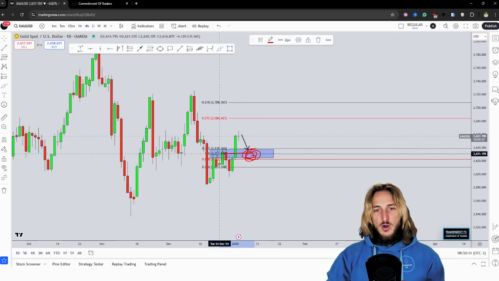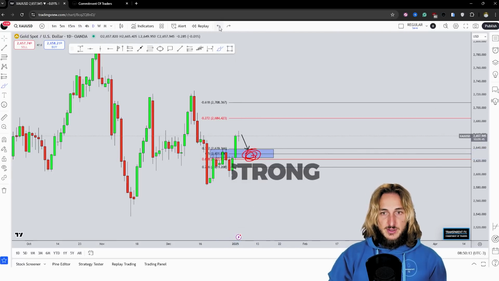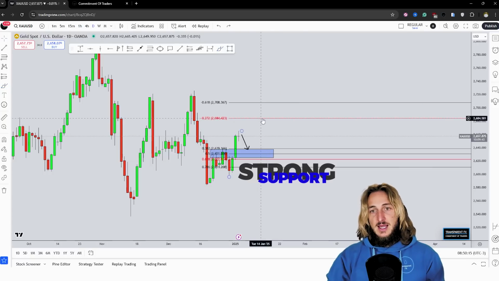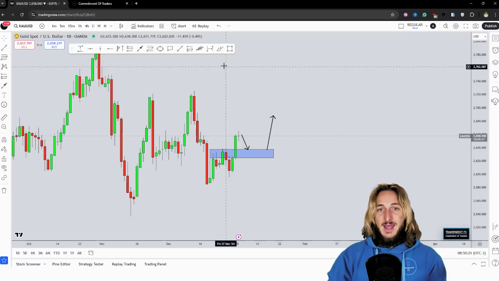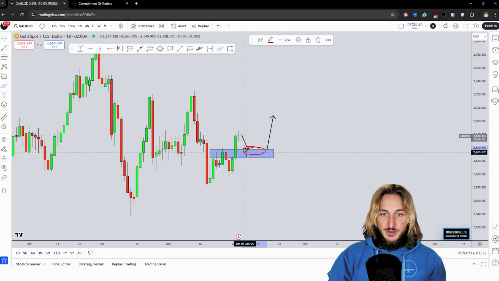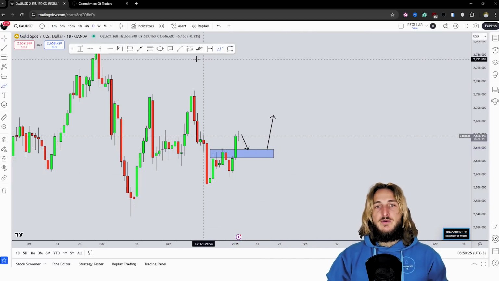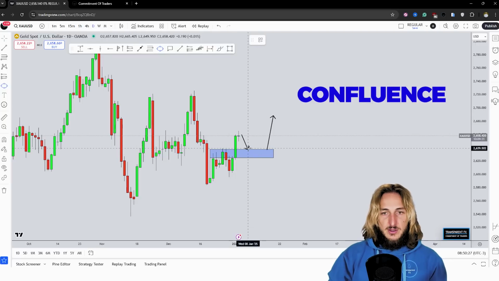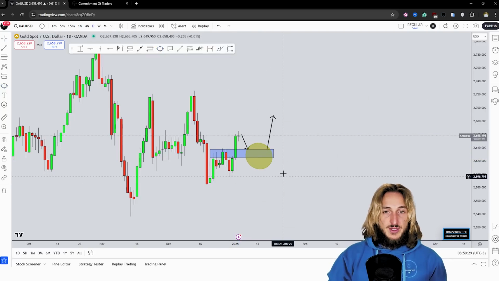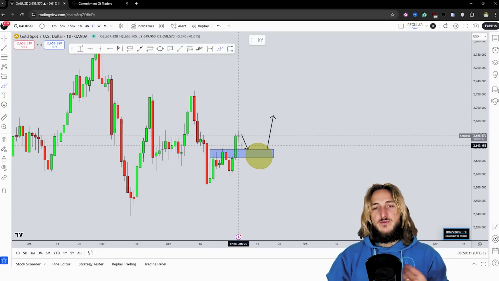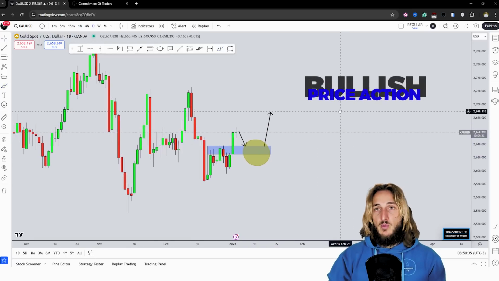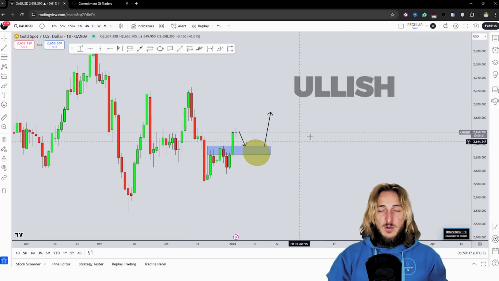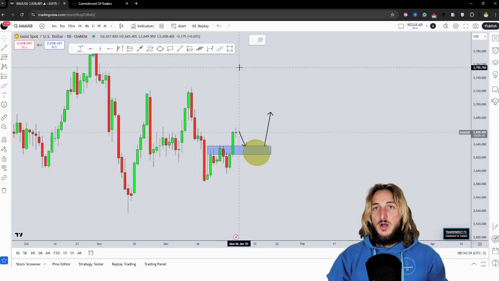Now, since this is also previous horizontal resistance turned support, this means that we have confluence of support around this zone. So we have both the horizontal structure and the Fibonacci levels lining up in this area. And usually when there is confluence of support, there is an increased probability of seeing more institutional longing, which at that point could further increase the probabilities of a potential rejection to the upside away from this level. So if we have a correction to this zone, what would I expect?